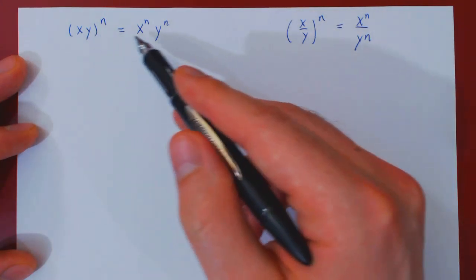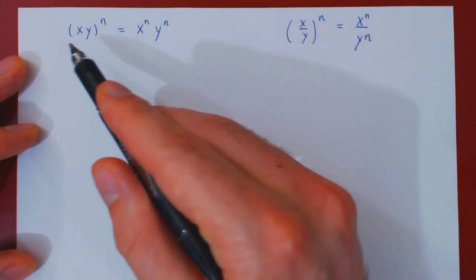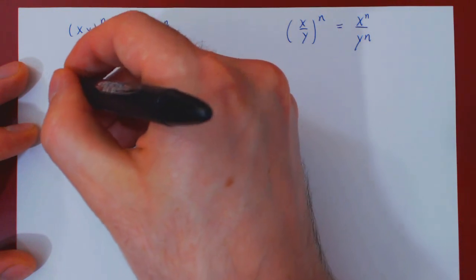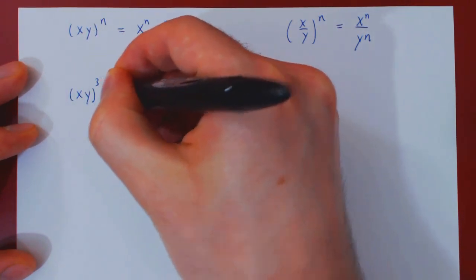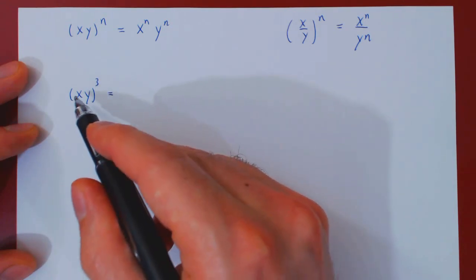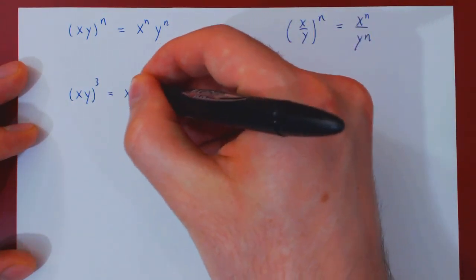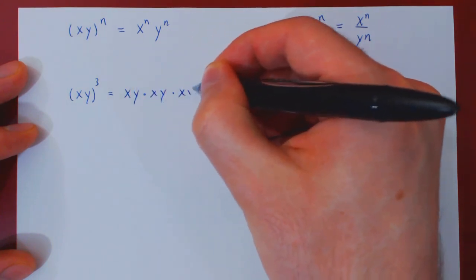Let's look at two very simple examples where we simplify the property. So what if n was simply here 3? Then we would have xy cubed. By definition, if you cube something, whatever it is, you must multiply with itself 3 times. This is therefore xy times xy times xy.